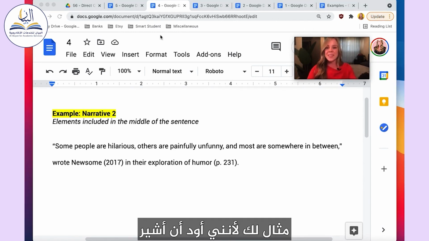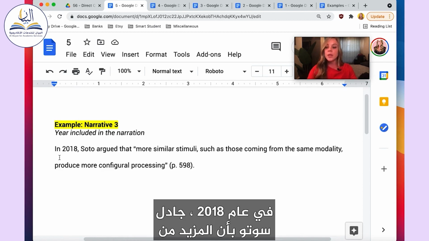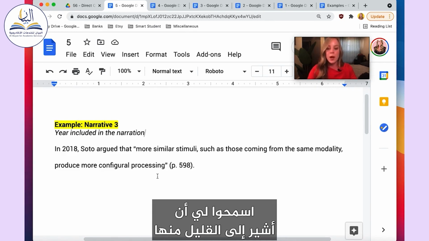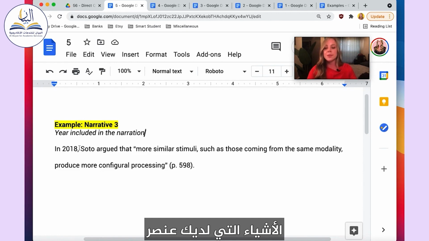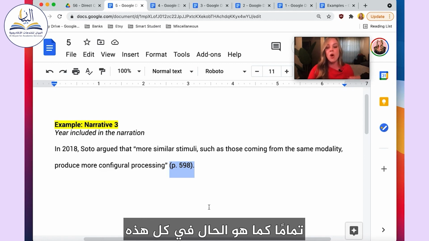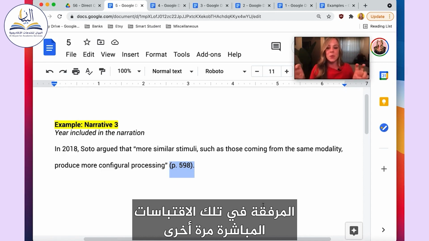I have one more example for you because I would like to point out that the year element can also be worked into the narration with the author element. So in this example, the sentence would read, in 2018, Soto argued that more stimuli, such as those coming from the same modality, produce more configurable processing. So let me point out a few things. You have the date element at the beginning of the sentence, followed by the author element, and then the source locator would be located at the end of the sentence, just like it has in all of these examples. Also, the direct quote will always be enclosed in those direct quotations.